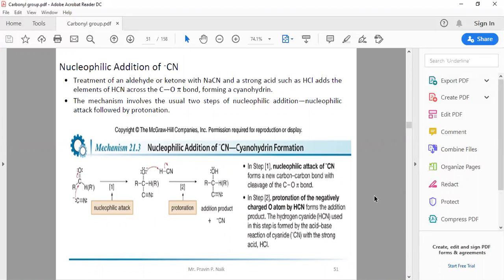So the first reaction of nucleophilic addition is the cyanohydrin formation. You can see here what is happening in the first step. The nucleophilic attack of CN minus ions forms a new carbon-carbon bond with cleavage of the C=O pi bond. So here the pi electrons are shifting onto the oxygen atom, and therefore it forms a new carbon-carbon bond. In the second step, protonation of the negatively charged oxygen atom by HCN forms the addition product, and this is called cyanohydrin.